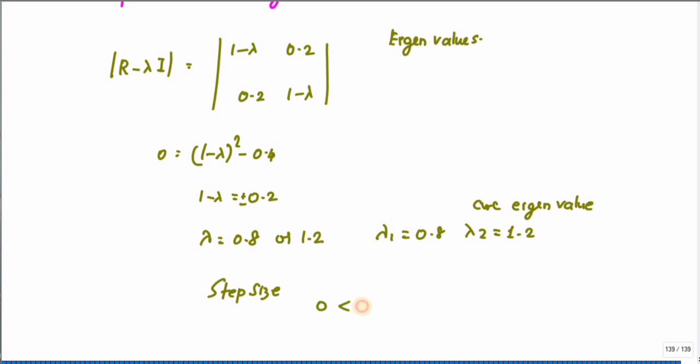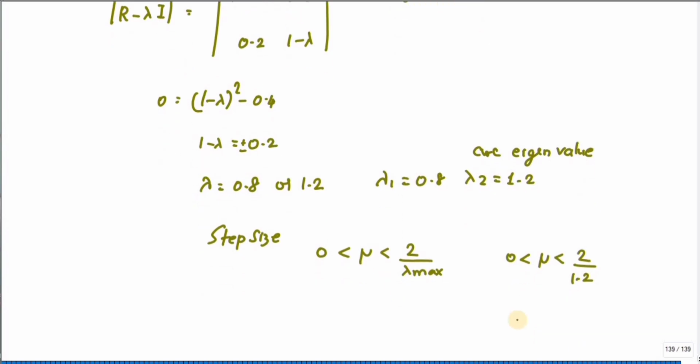So now to find the step size, 0 is less than nu, where nu is less than 2 divided by lambda max. Lambda max I will use 1.2. So if we substitute 2 divided by 1.2, it is 1.66. I think so. So that's all about the first problem.